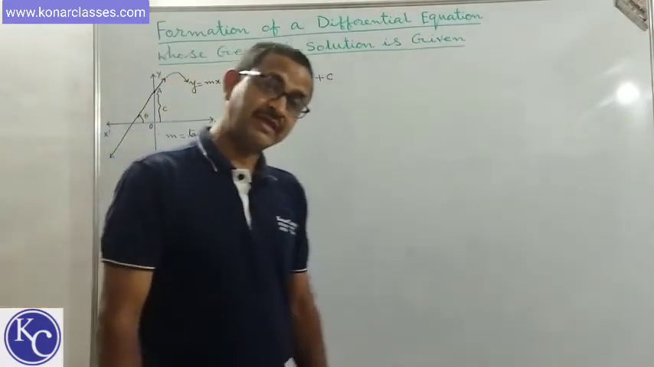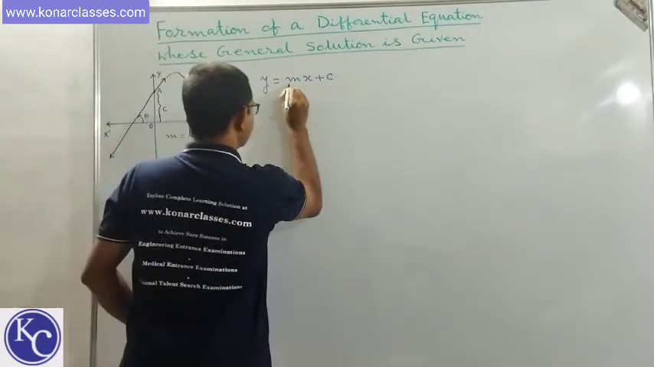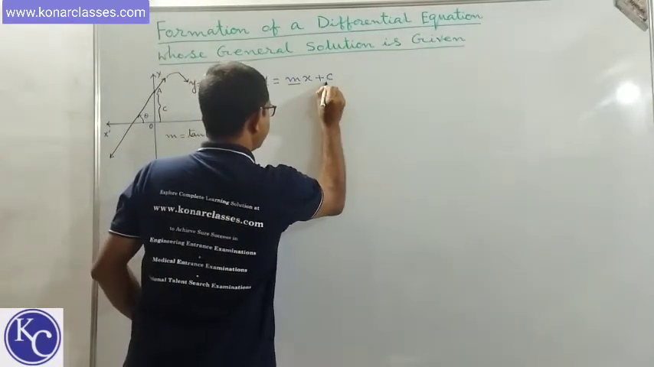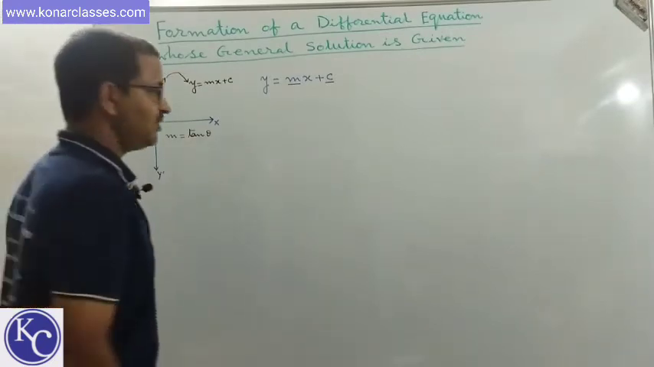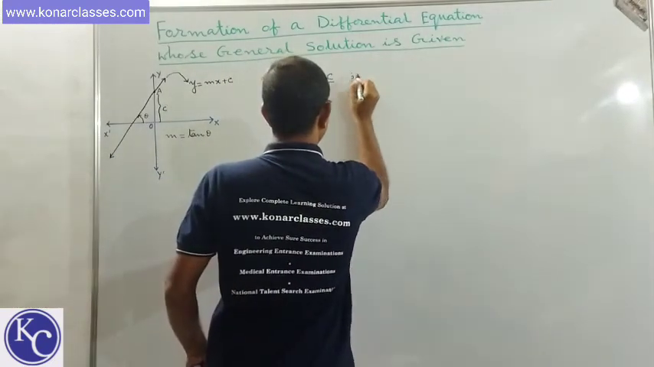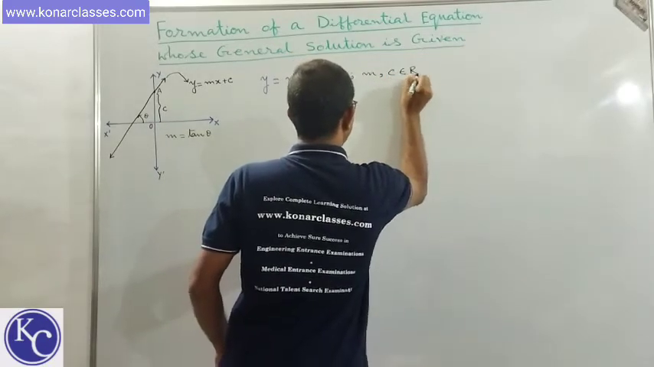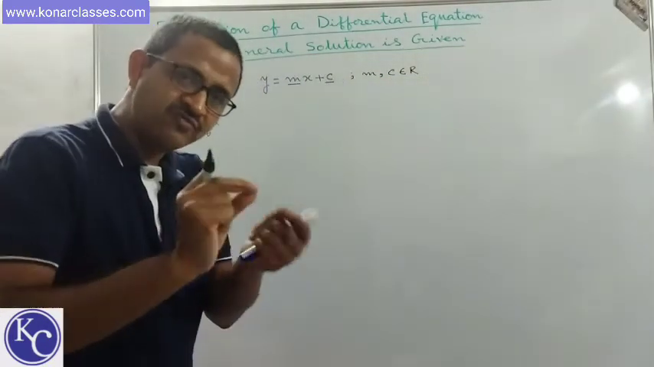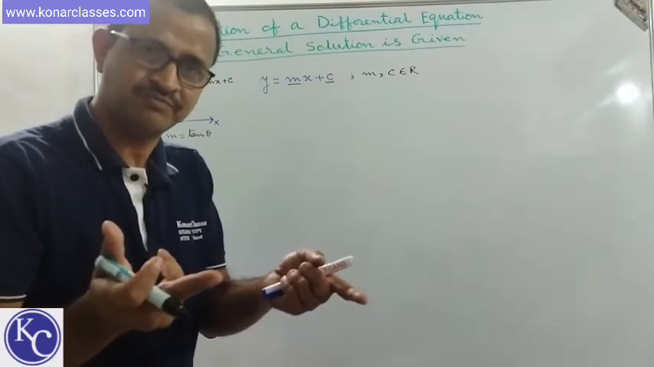Now dear students, if you see, there are two parameters here. One parameter is m, another parameter is c, means arbitrary constants. Both m and c belong to the set of real numbers, correct? m and c belong to the set of real numbers. That means you can vary the value of m and c and you will get different straight lines, correct?